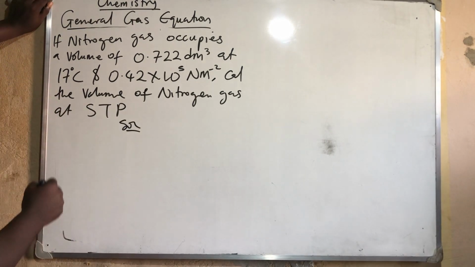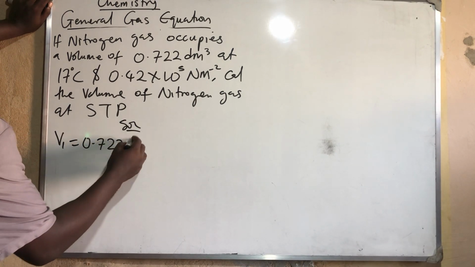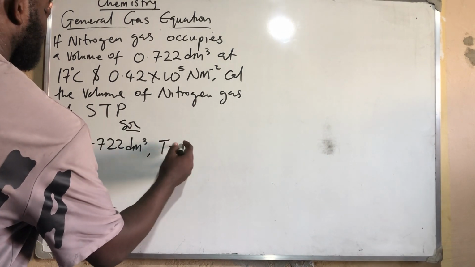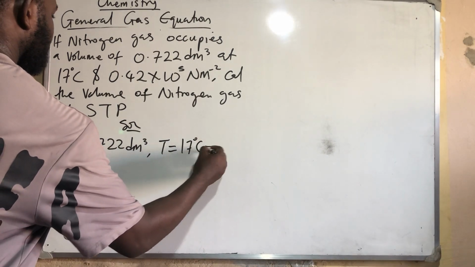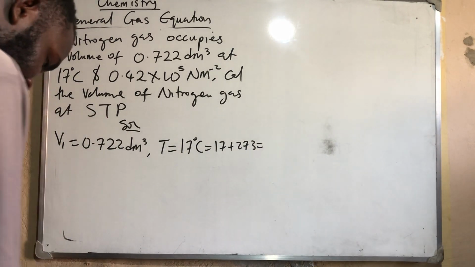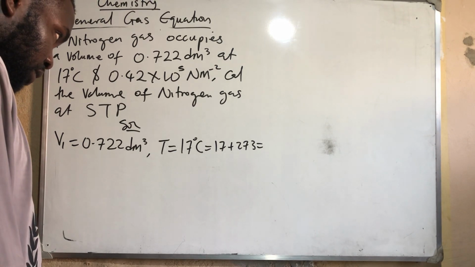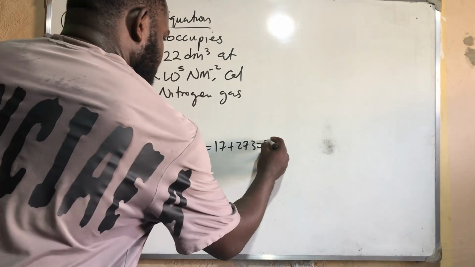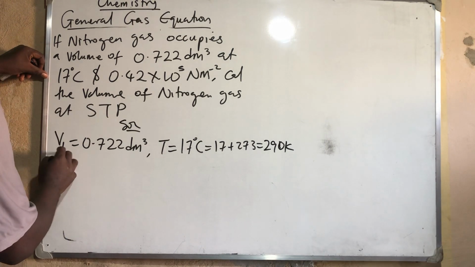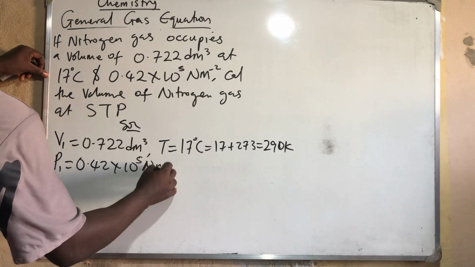So solution, the first volume they gave me, V1, is equal to 0.722 dm cube. All right. Then the next thing they gave me is temperature. The temperature they gave me is 17 degrees Celsius, which is 17 plus 273, which is equal to 290. So 290 Kelvin. The next thing they gave me is pressure. P1 is 0.42 times 10 raised to power 5 Newton per meter square.